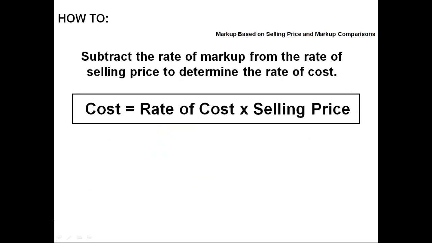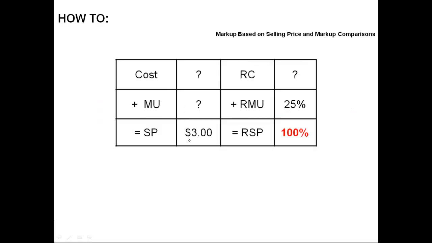Subtract the rate of markup from the rate of the selling price to determine the rate of cost. We've already been doing that. And then the cost is going to equal the rate of the cost times the selling price. So in these problems, we're going to use the rate of the cost times the selling price to figure out what the cost was. The previous problem, they gave us the cost. Now we're going to determine the cost. They gave us the selling price.